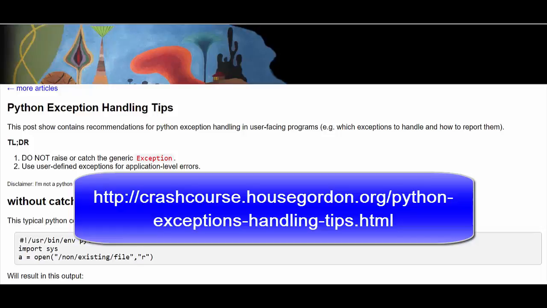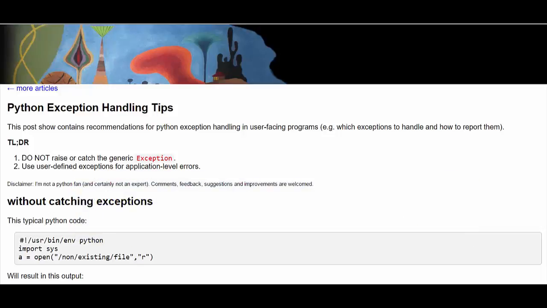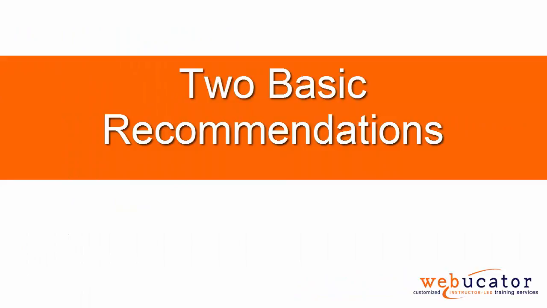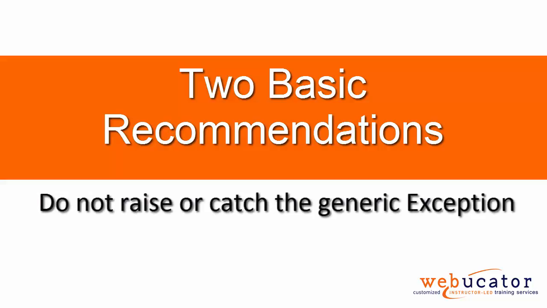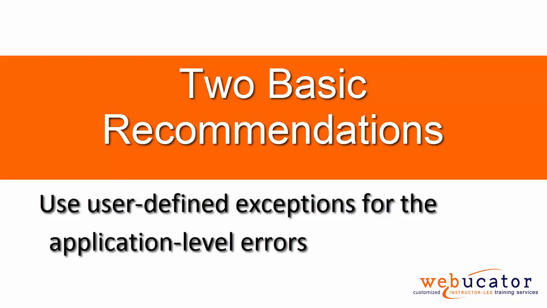Let's get started. The article contains recommendations for Python exception handling in programs intended for non-technical users and differentiates them from programming and debugging exceptions. Specifically, the article highlights two important points. First, do not raise or catch the generic exception. And second, use user-defined exceptions for the application level errors. Let's look at a few examples to make the point clear.